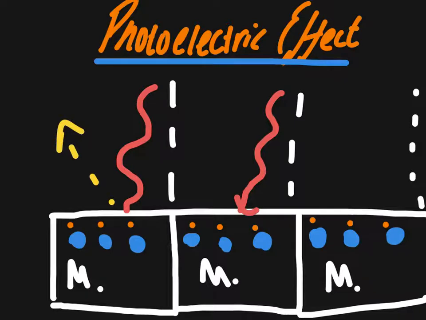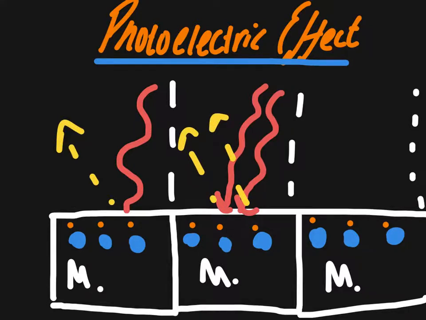Okay? So in this one, what if we were to increase the amount of light? So increase more light on this metal surface. What would happen? Well, since now we have more light hitting the surface, more electrons will be ejected. So now we'll have this one being ejected and this one being ejected. Okay?